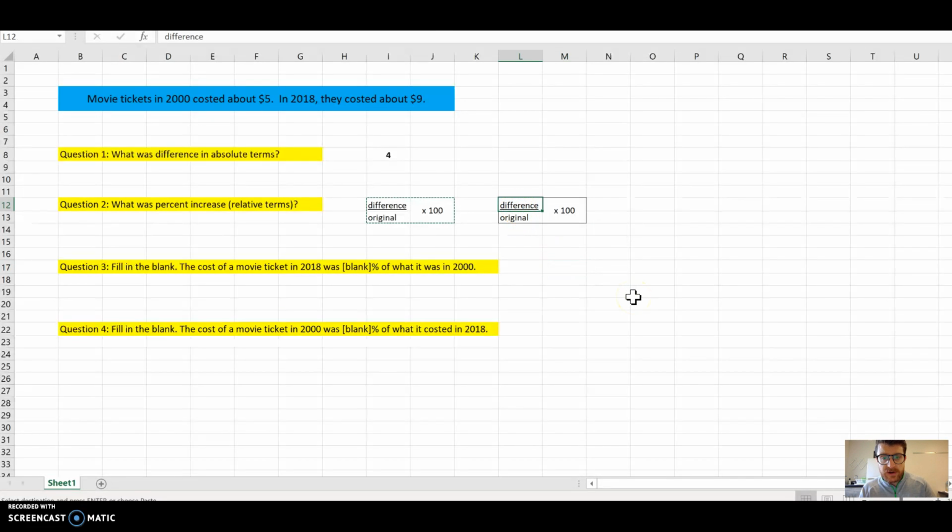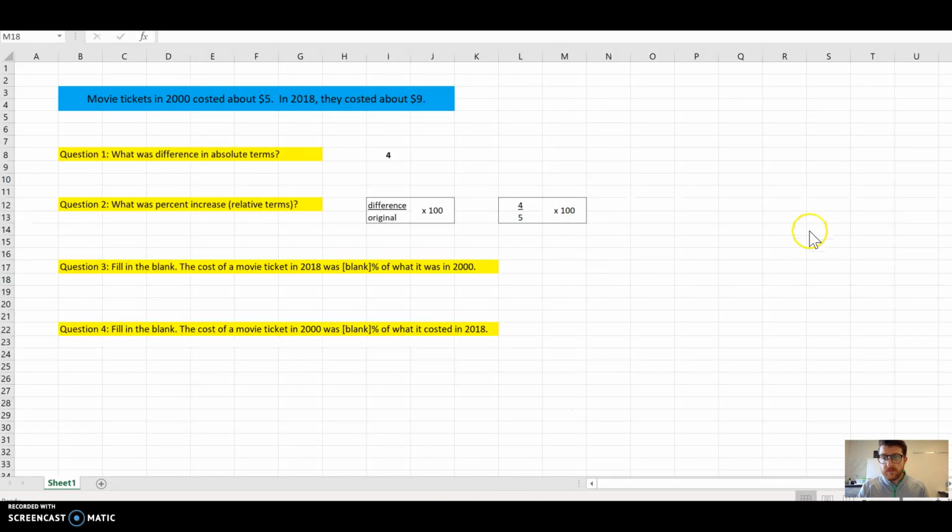So the difference we already know was 4, right? The original is whatever came first in time, not even necessarily in the problem, but in time. So the year 2000 and 2018, 2000 came first, right? So the value for 2000 was $5, so that's going to be the original on the bottom. So we have 4 over 5 times 100.